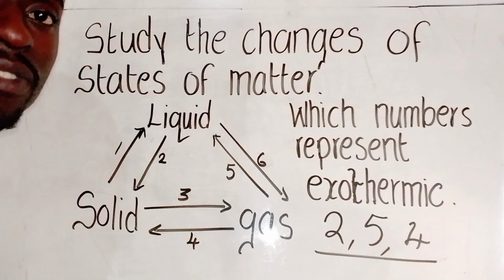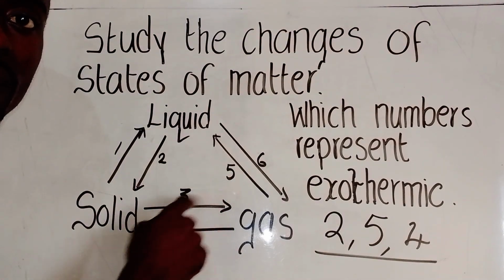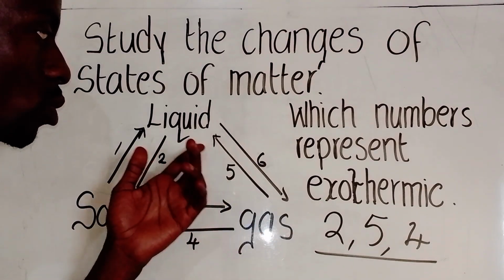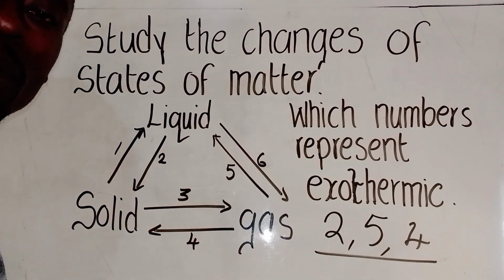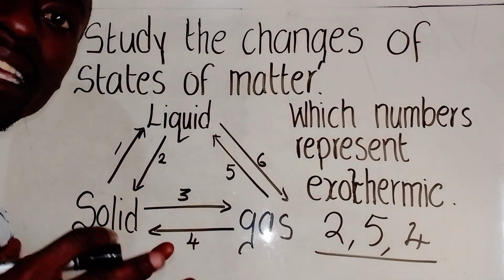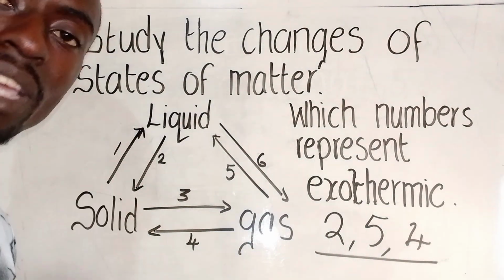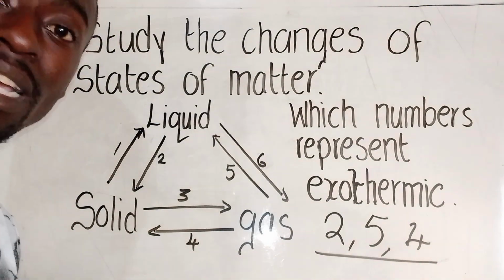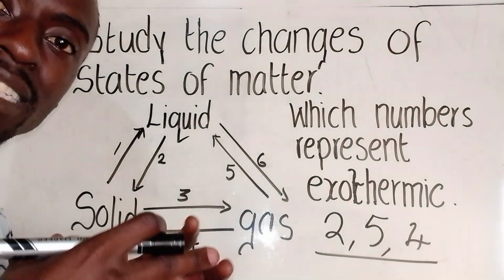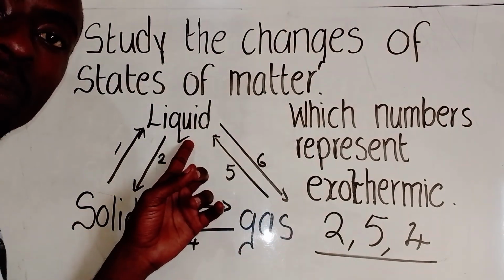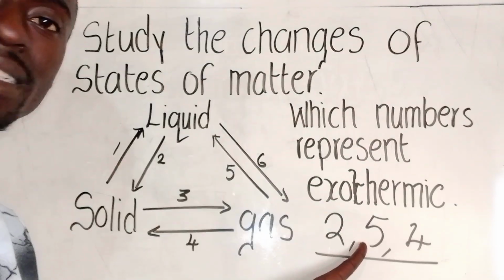Now, the other one is 5. What is 5? Condensation, which involves the changing of a gas into a liquid. Why so? Because we know gases are in random motion, meaning that once they lose that heat, which is a form of energy for the gas particles to be moving, then the gas particles, once they lose heat, will clump together to form a liquid. So this one is condensation.